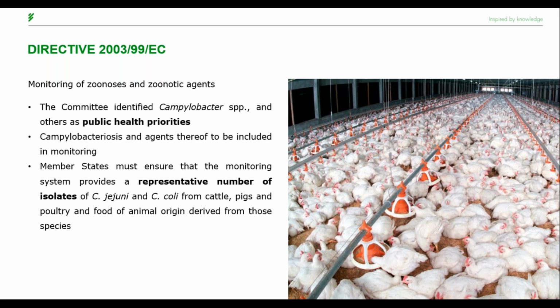One of the directive objectives is to identify zoonotic agents that need to be monitored, including Campylobacter, as well as the collection of data on the occurrence of zoonosis and zoonotic agents in animals, food, feed, and humans, which is necessary to determine the trends and sources of zoonosis with the assistance of the Community Reference Laboratory for the Epidemiology of Zoonosis.